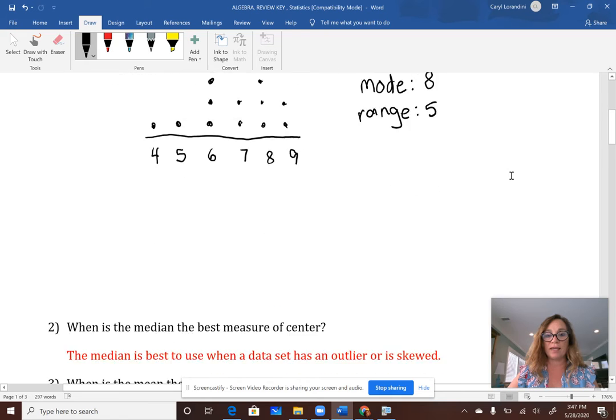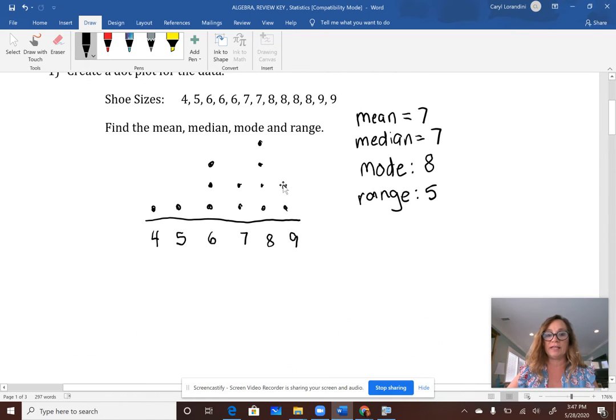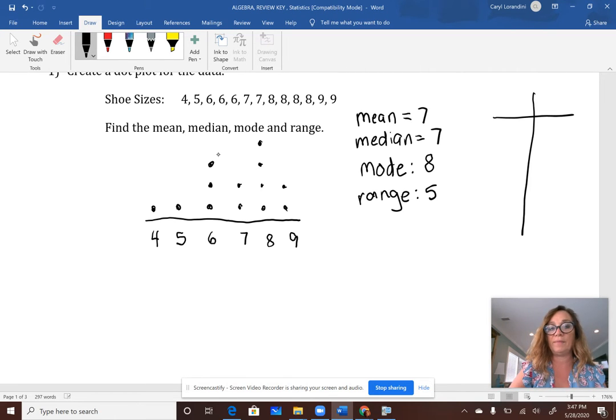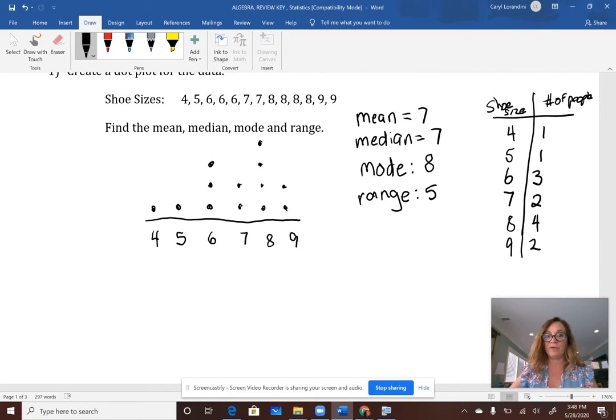All right, so what I was talking about with the frequency chart is you see how there is 1 4, 1 5, 3 6s. So like you could have had a frequency chart and this would say shoe size. And this would say number of people. So I had, for 4, I had 1. For 5, I had 1. For 6, I had 3. For 7, I had 2. For 8, I had 4. And for 9, I had 2. And that's called a frequency chart.